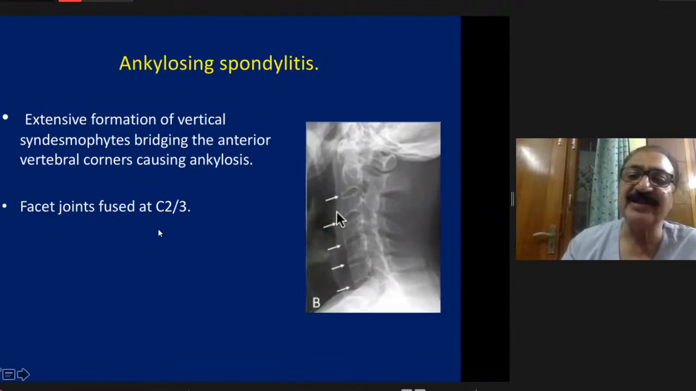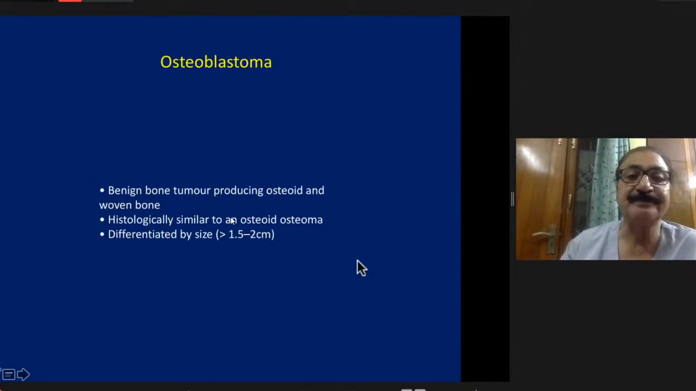Ankylosing spondylitis, if it affects the cervical spine, which is late and rare compared to dorsal spine involvement, there is extensive fusion of the cervical spine in general, the facet joints are also fused, and you can see that the fused cervical spine looks like this in a case of ankylosing spondylitis.